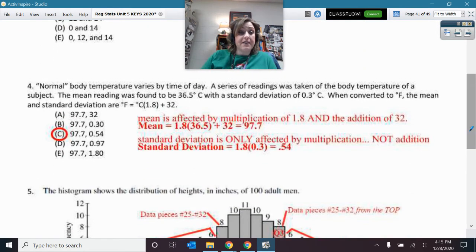Here we have a transformation of going from Fahrenheit to degrees Celsius. The mean is affected by multiplying by 1.8 plus adding 32. Standard deviation, however, is only affected by multiplying by 1.8. No plus 32 for the spread.